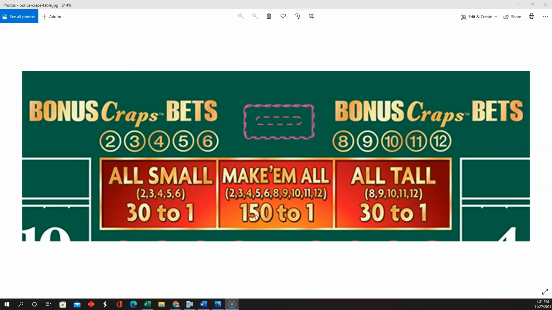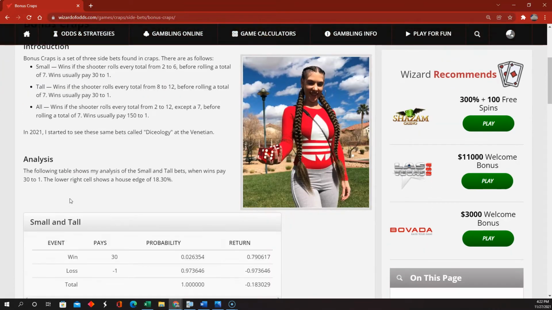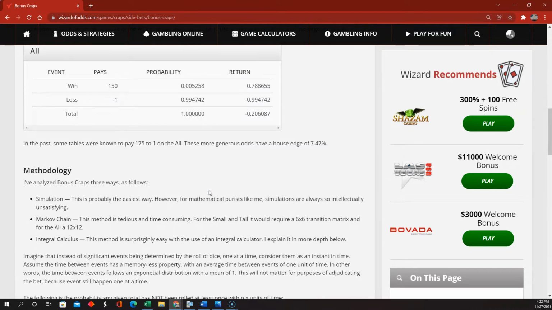And because this is in the middle of the table with the hard bets and things like that, I figured that the odds must be tremendously in the house's favor, but I didn't have an idea immediately how to figure out how much. So I went to my usual go-to for such things, which is the Wizard of Odds, and I looked up this bonus craps. And Mike says that the probability of winning is about 2.5%. What got my attention was he mentioned that you could do simulation or Markov chains or calculus. So I figured I would try simulation first to come up with that probability.